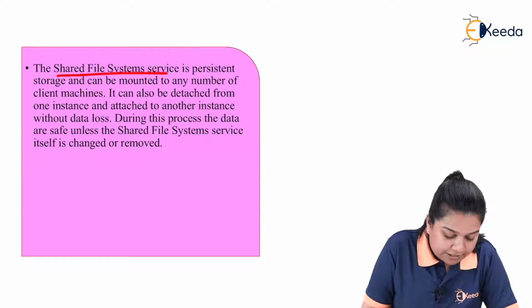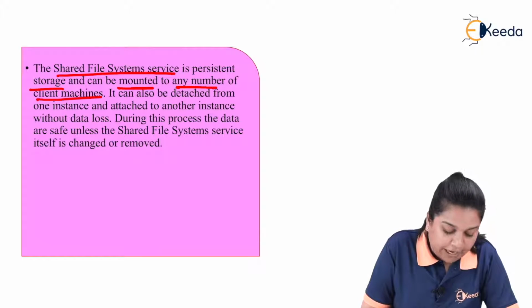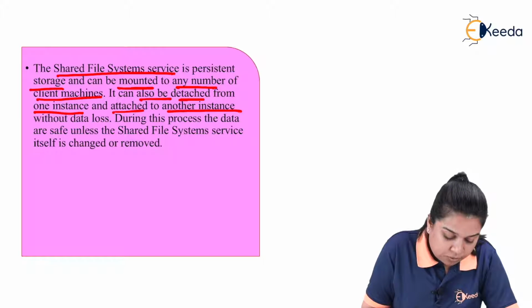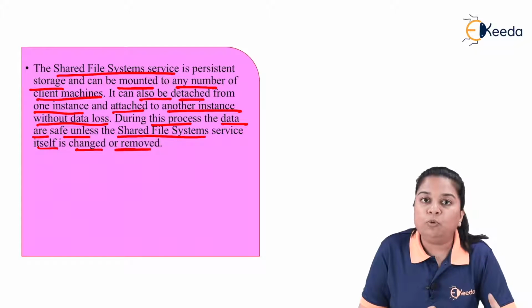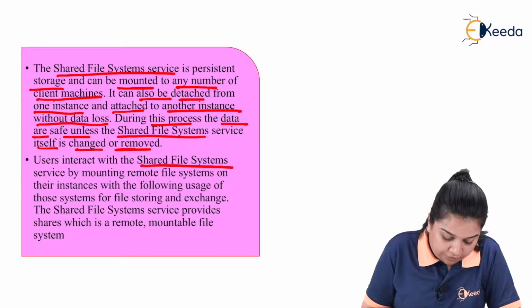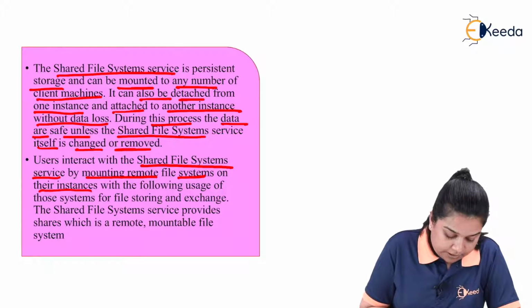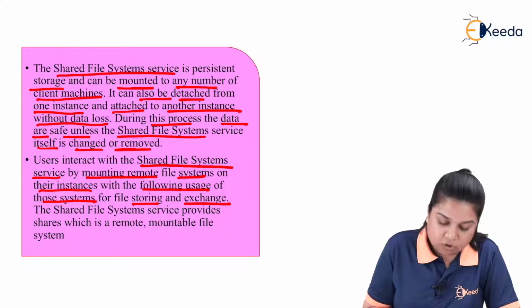Here, the shared file system service is persistent storage and can be mounted to any number of client machines. It can also be detached from one instance and attached to another instance without data loss. During this process, the data are safe unless the shared file system service itself is changed or removed. Here, the users interact with the shared file system services by mounting remote file systems on their instances with the following usage of those systems for file storing and exchange.